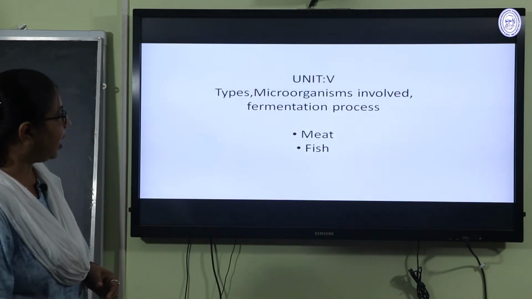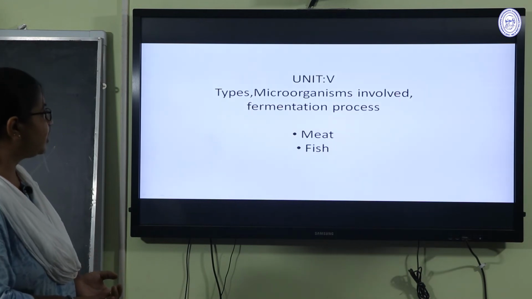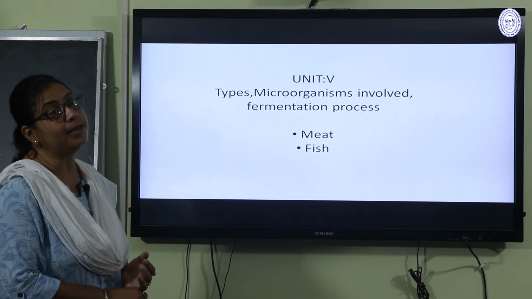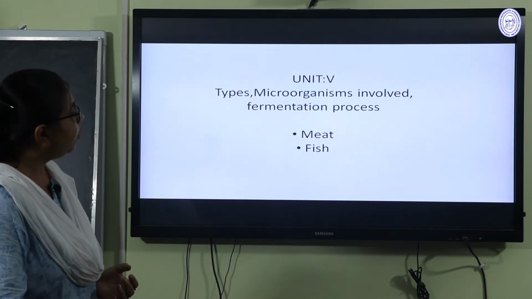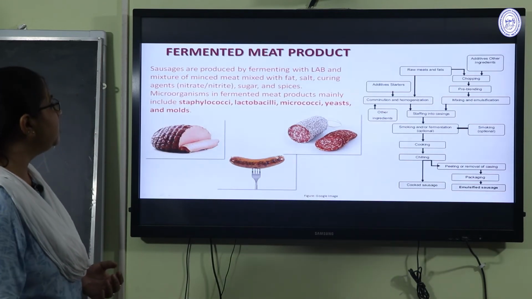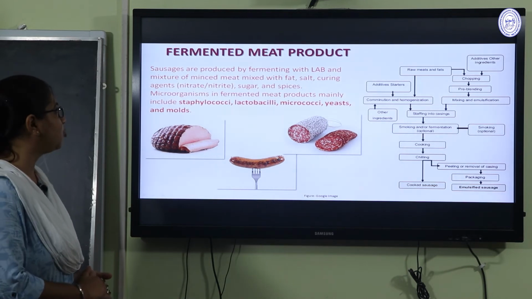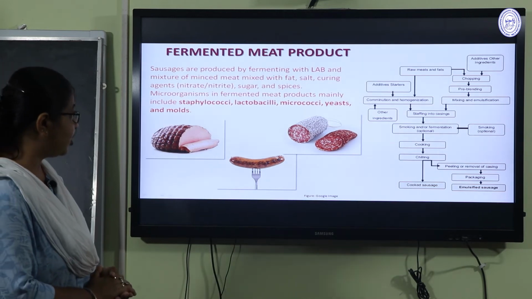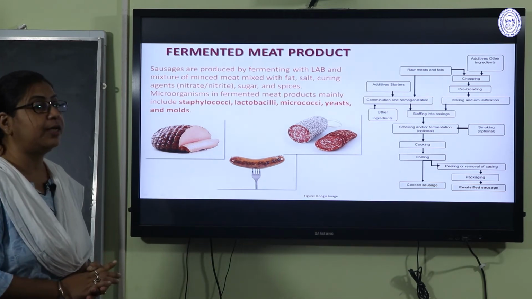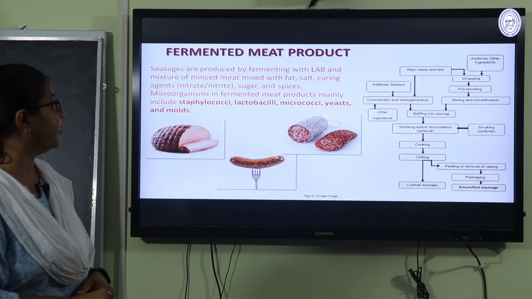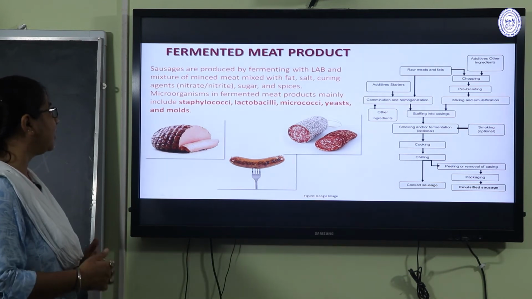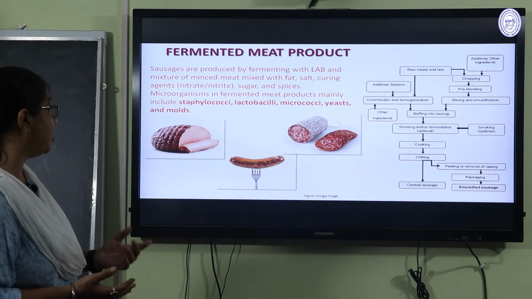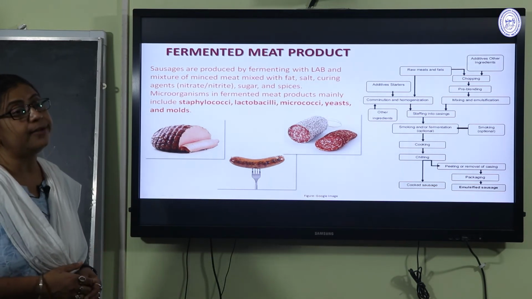So next is unit 5, which covers the types, microorganisms involved, and fermentation process of meats and fish. So what is a fermented meat product? A fermented meat product is mainly sausages. These sausages are fermented by lactic acid bacteria, and they are made of minced meat mixed with fat, salt, and curing agents like nitrate and nitrite, sugar, and spices.